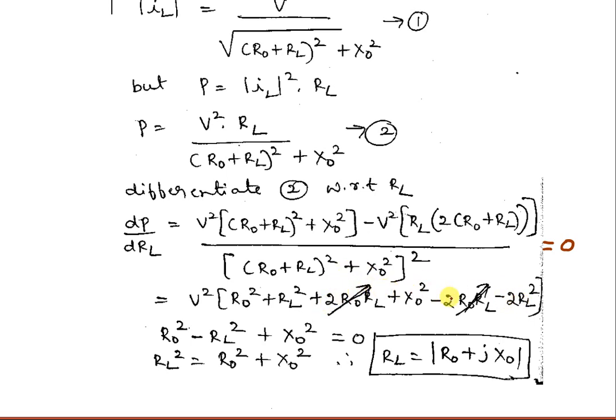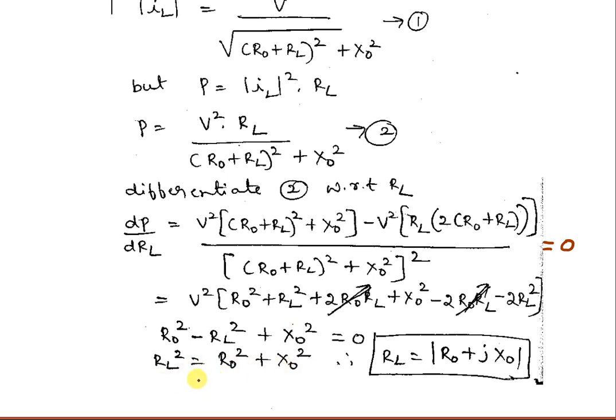So this 2 R naught RL will cancel with this 2 R naught RL, and divide throughout by V square. So V square also will get cancelled. This part is 0, so this and this will be cancelled. Now you can check: R naught square, this is minus 2 RL square and plus RL square, so we'll get minus RL square, and plus X naught square is equal to 0. Bring RL square to the right side. So RL square is equal to R naught square plus X naught square.